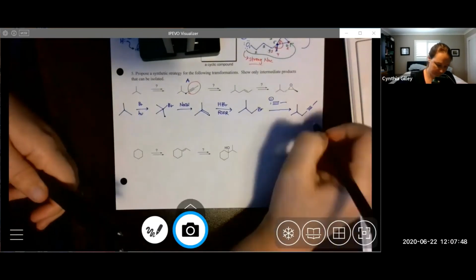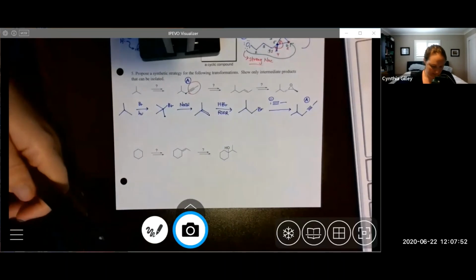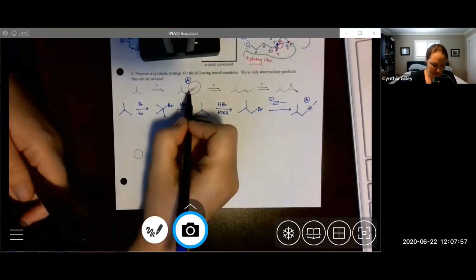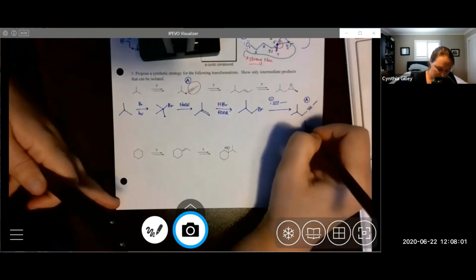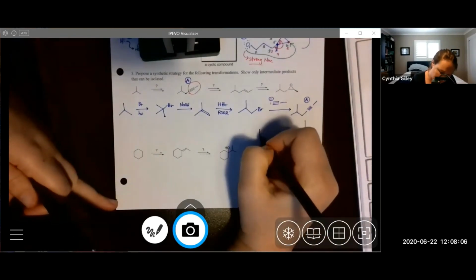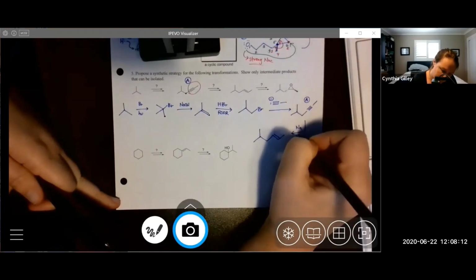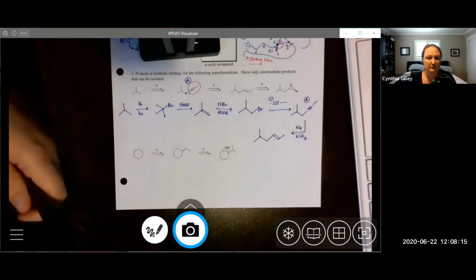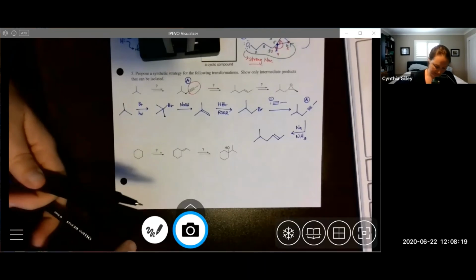This is A. Now it looks like I need to reduce the triple bond to a trans alkene. So we have to remember the conditions to do that. If you want to reduce a triple bond to a trans alkene, then you need sodium metal. That would be a chapter 9 reaction. And so this is now B.